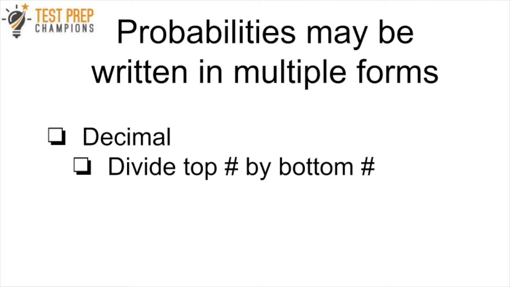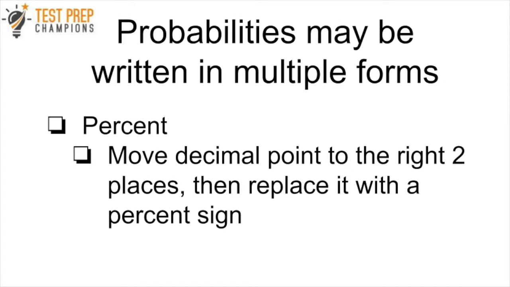You do that by taking the top number in the fraction and dividing it by the bottom number. So if it's 1 over 4, you just hit 1 divided by 4 in your calculator, and that's going to convert it to the decimal form. Once you have it in decimal form, you can pretty easily put it into percent. Again, you can do it in your calculator, or you can just move the decimal point to the right 2 places, then replace it with a percent sign, as I just showed in that example.